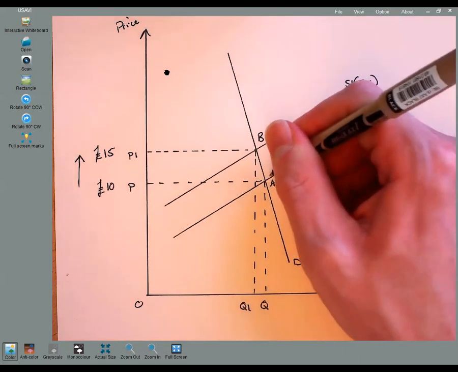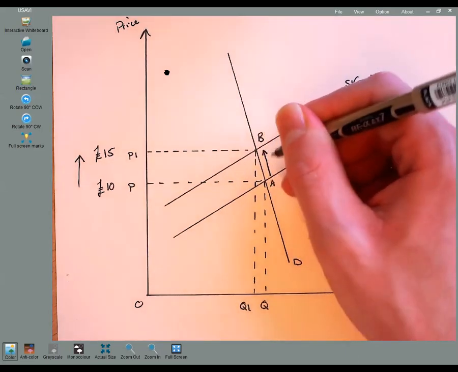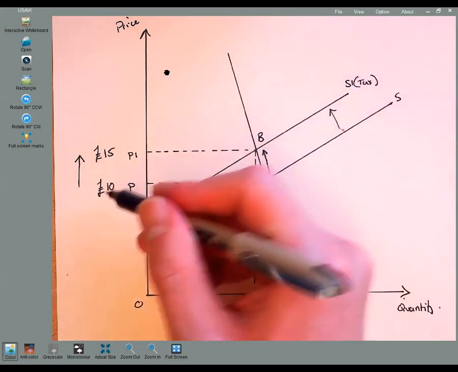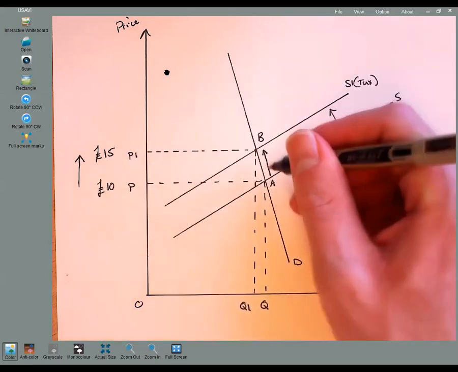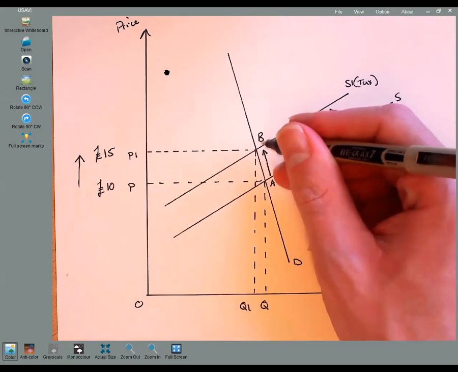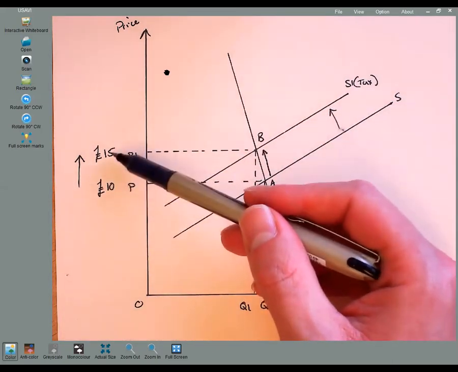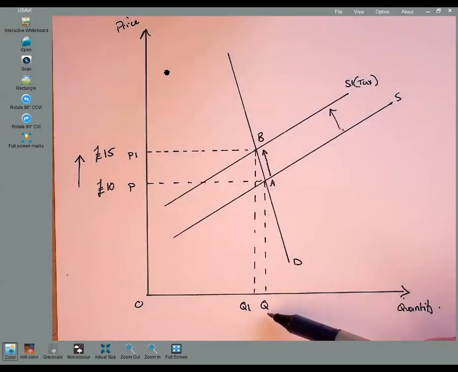From point A up to point B, as you can see, because of that decrease in supply, prices increase from 10 up to 15. Therefore, I've got a contraction in demand. The law of demand, as price increases from 10 up to 15, quantity will fall from Q to Q1. Consumers are hit where it hurts. They've got limited income. This increase in tax reduces their disposable income, therefore reduces the incentive to want to purchase the good.